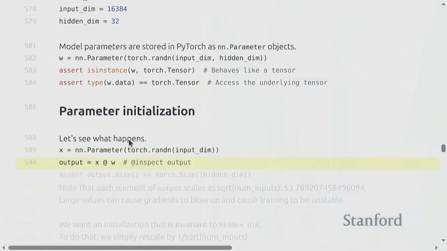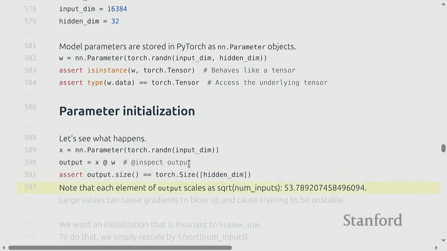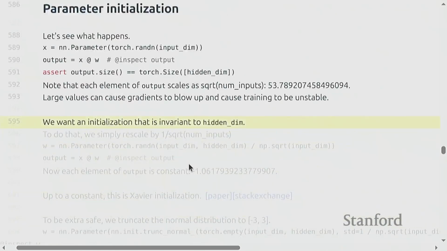Right? And this is because the number grows as essentially the square root of the hidden dimension, and so when you have large models, this is going to blow up, and training can be very unstable. So typically, what you want to do is initialize in a way that's invariant to hidden dimension, or at least that guarantees it's not going to blow up. And one simple way to do this is just rescale by 1 over the square root of the number of inputs.